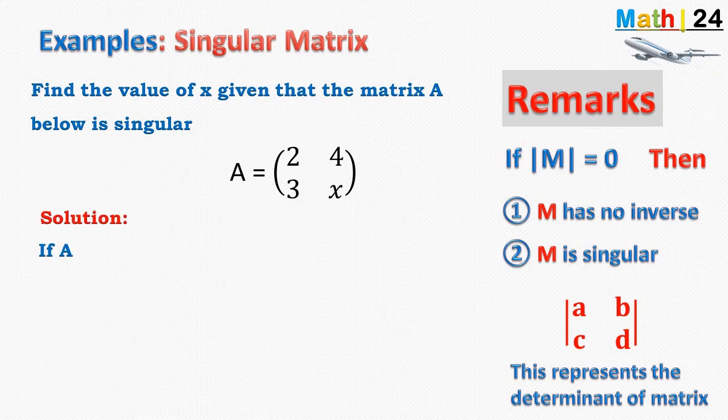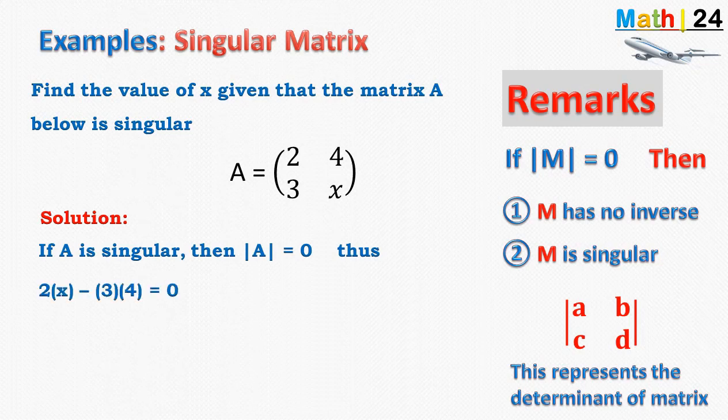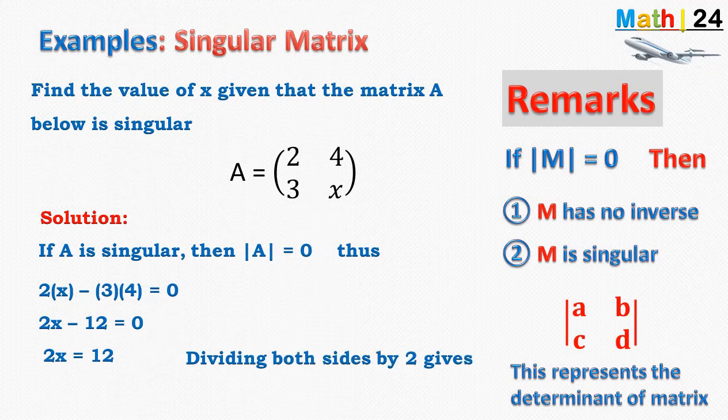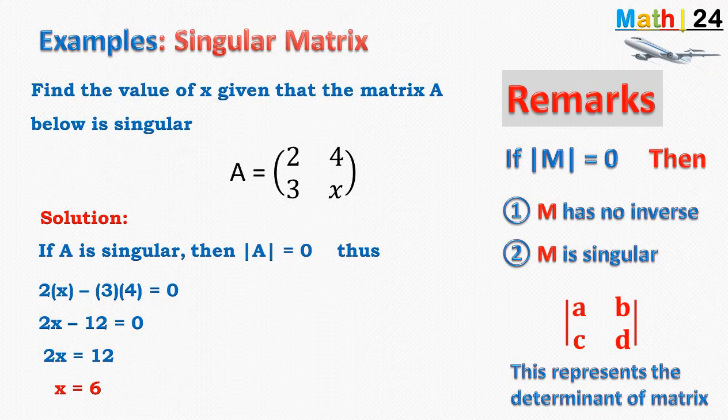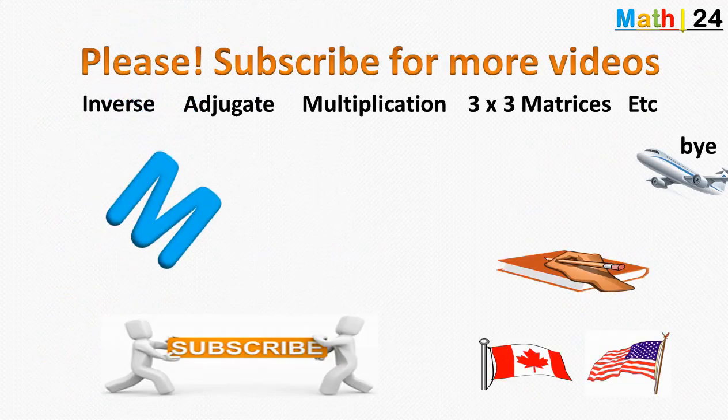The determinant of this matrix will be 2 times x minus 3 times 4, which is equal to 0 because the matrix is singular. That gives us 2x minus 12 equals 0. 2x equals 12, and dividing both sides by 2 gives us x equals 6. So for this matrix to be singular, the value of x must be equal to 6.